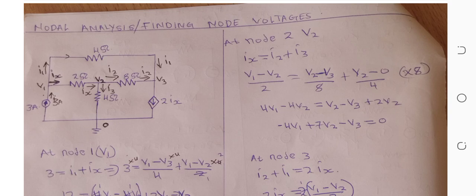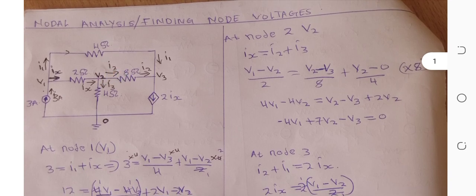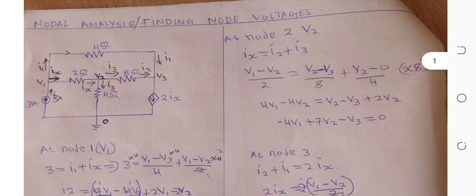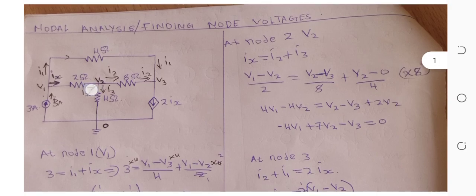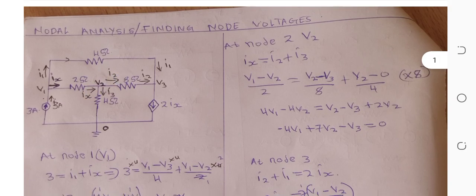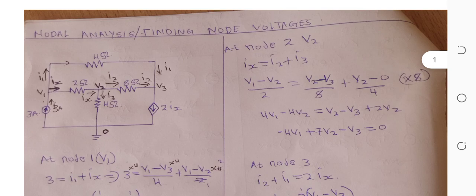So at node 2, this is our node 2 here, we have this current I2, we have I3, then we have Ix. At node 2 you can see Ix is getting in, then I2 and I3 are getting out. So Ix is equal to I2 plus I3, because Ix is getting in and I2 and I3 are getting out.